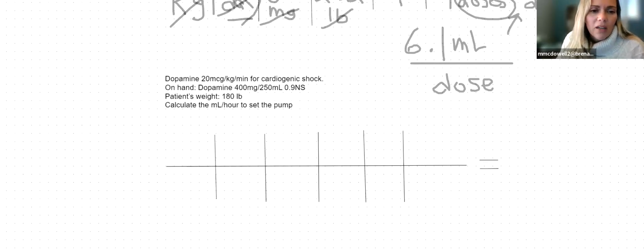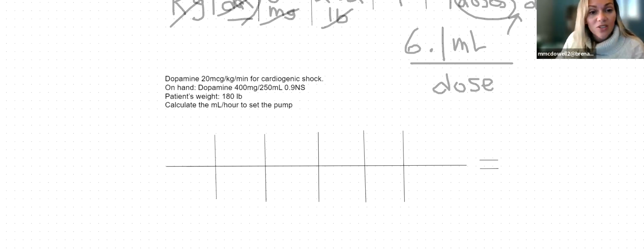Now this is dopamine, 20 micrograms, MCGs per kilogram per minute for a patient that's in cardiogenic shock. On hand, you've got that bag of dopamine that's 400 milligrams in 250 of 0.9 normal saline. Patient weighs 180 pounds. How many milliliters per hour are you going to set that pump?